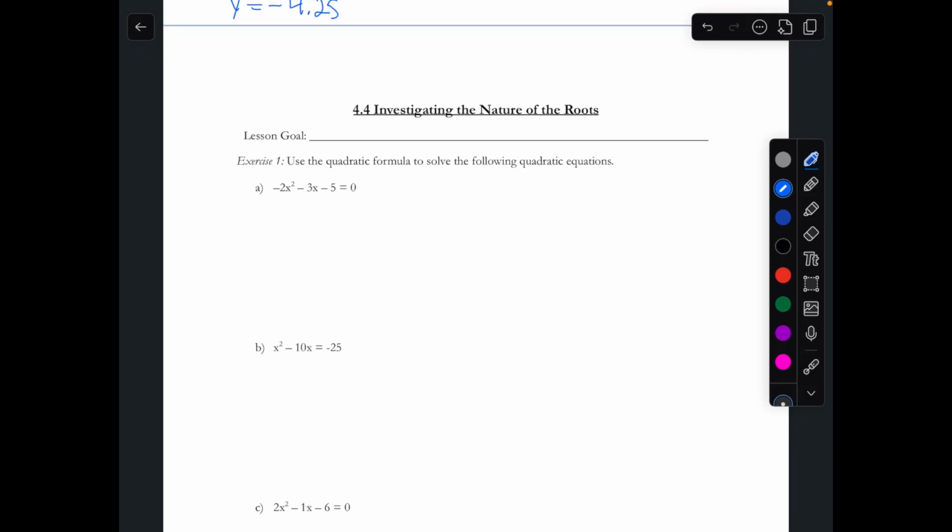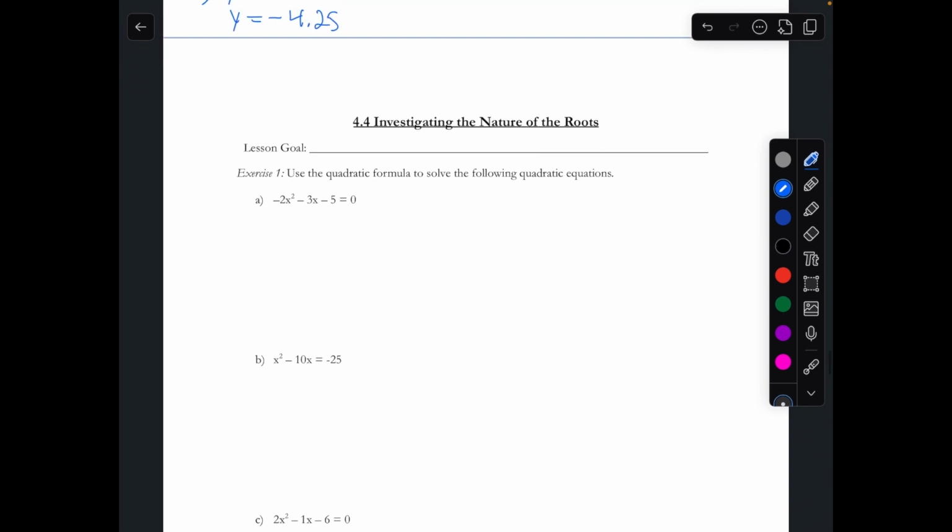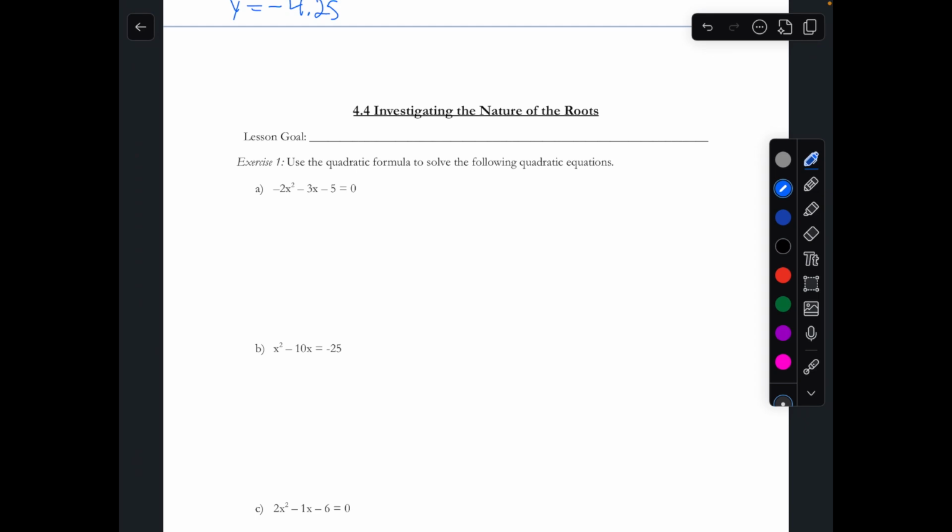Hi everyone, so today we're going to look at lessons 4.4 and 4.5 really quickly. 4.4 is a nice review of 4.3. I know you'll be able to hear the tapping of my Apple Pencil, but hopefully it's not too overwhelming.